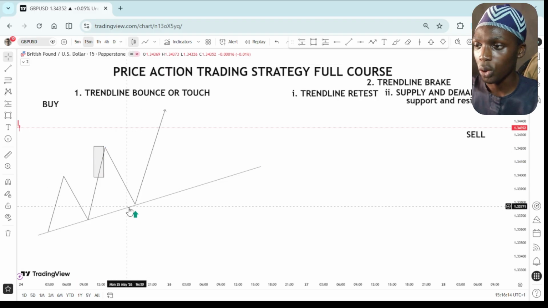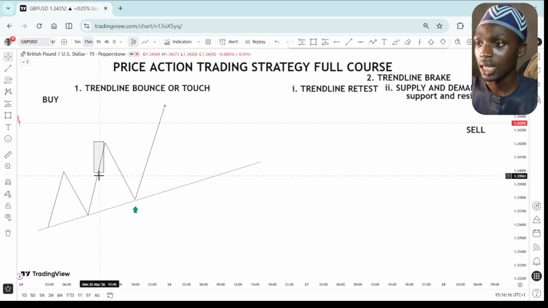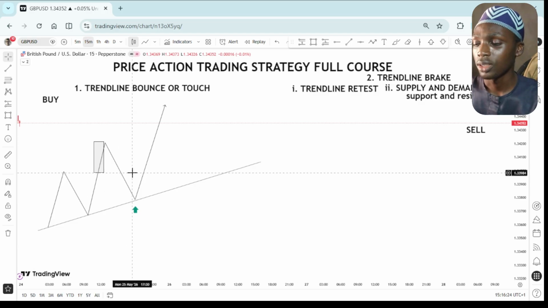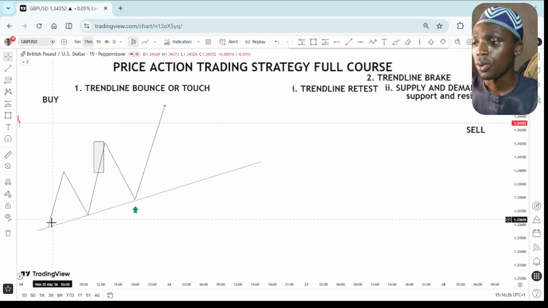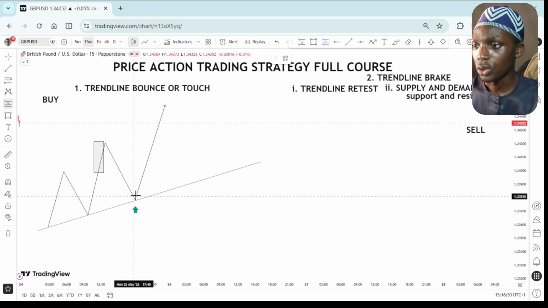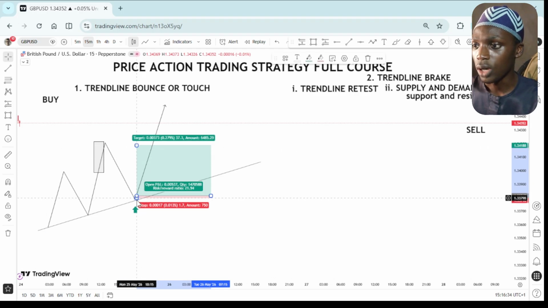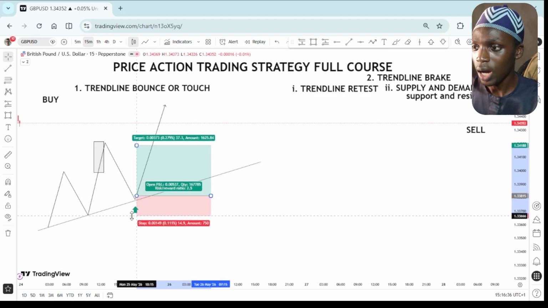After this pullback occurs, you are not going to be entering at this point. If you enter at this point, your stop loss is going to be wider, and sometimes this third touch might still go weak. So for the trend line touch strategy, you are going to wait for the first touch, second touch, and at the third touch, this is exactly the place you are going to be executing your trade, and you are going to put your stop loss around this place.